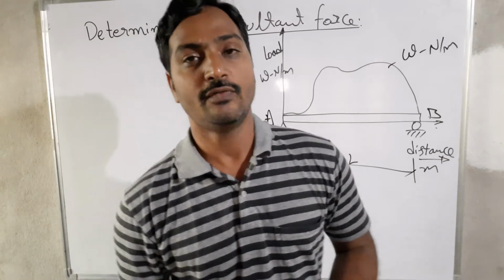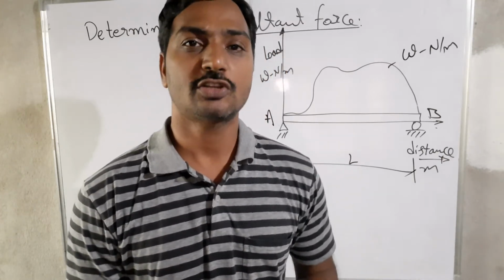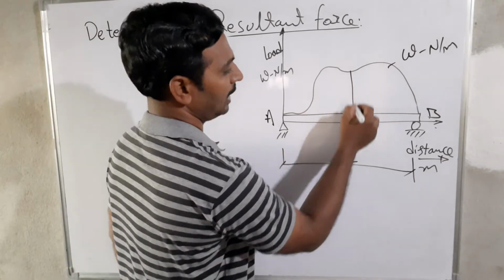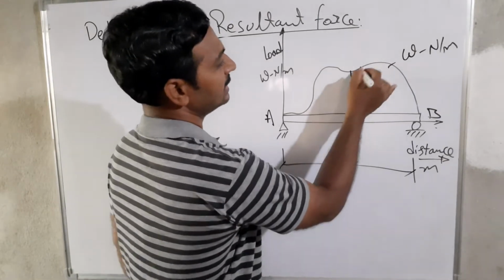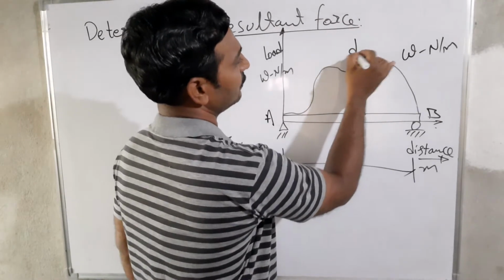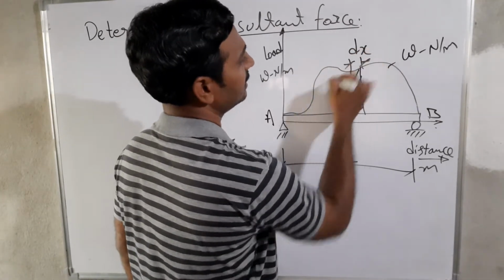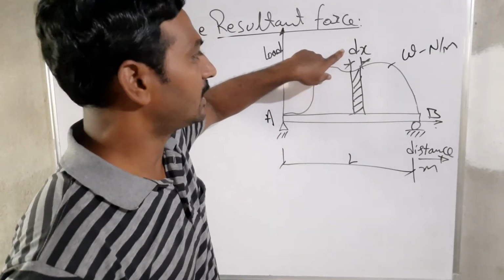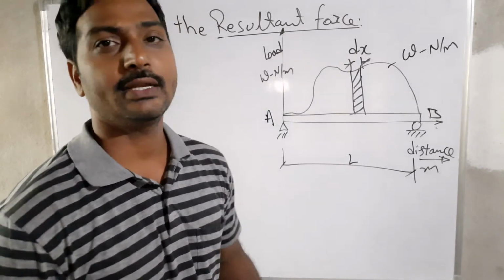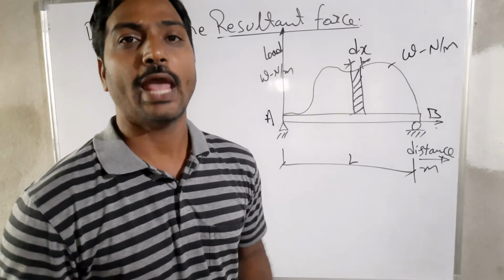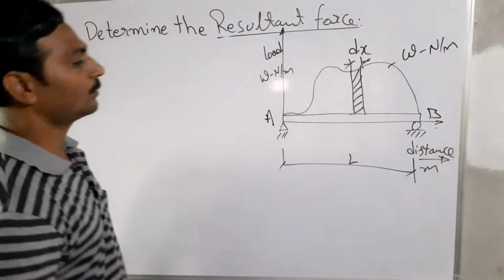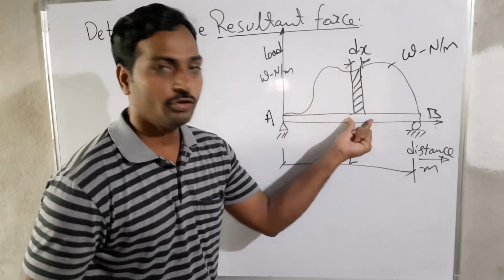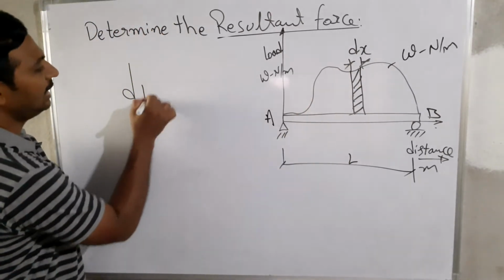So how can we simplify this and find the resultant component? For this, I am going to take one elemental strip on the beam, on the distributed load. This elemental strip, I will call dx. How can we calculate the total load acting on this member? Suppose I take the elemental load acting on the beam as dW, capital W.